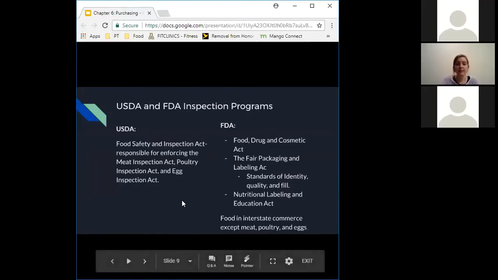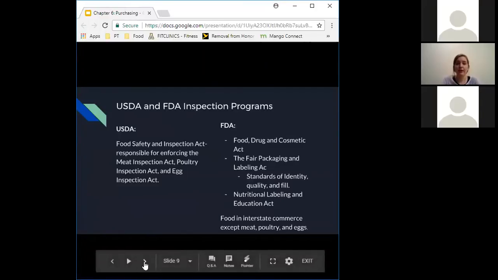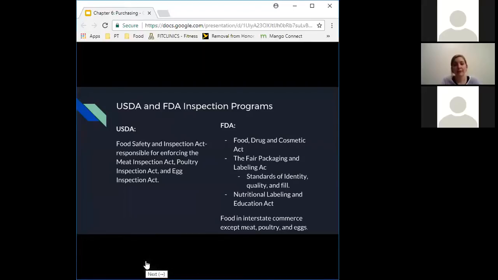The USDA's Food Safety and Inspection Service is responsible for enforcing the Meat, Poultry, and Egg Inspection Acts. Those are 3 separate acts. The FDA enforces 3 main safety acts: the Food, Drug, and Cosmetic Act, the Fair Packaging and Labeling Act, and the Nutritional Labeling and Education Act.